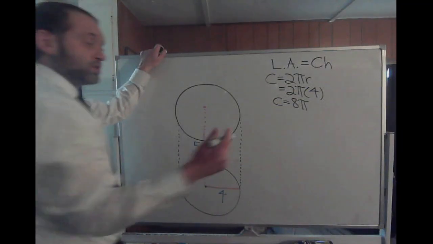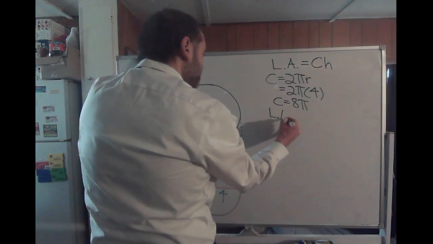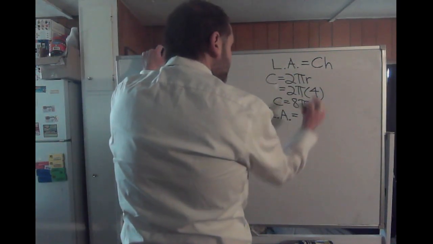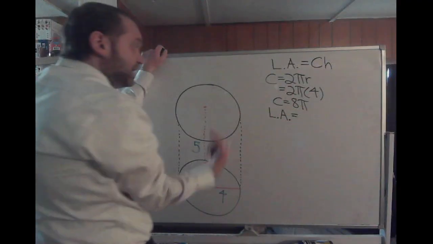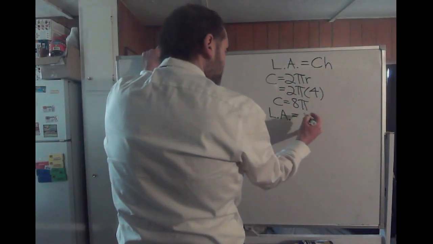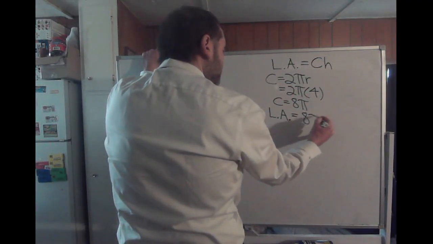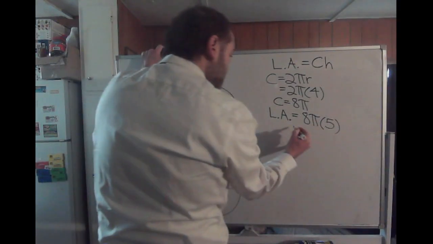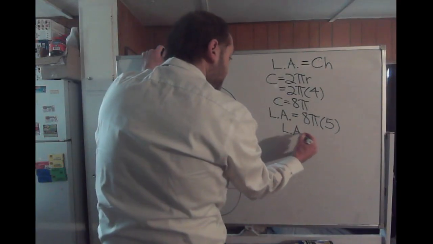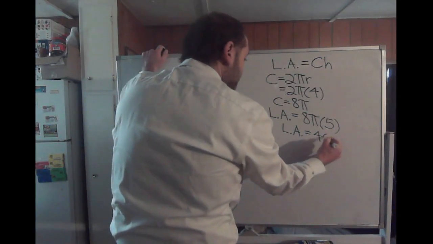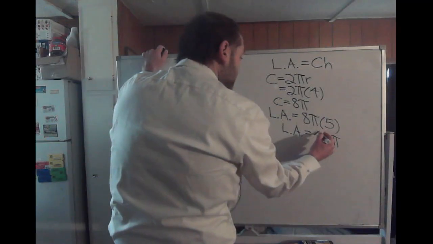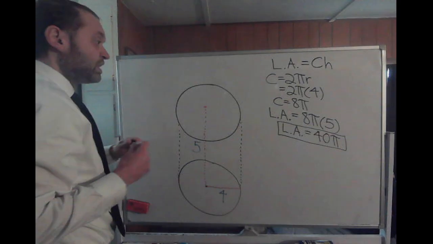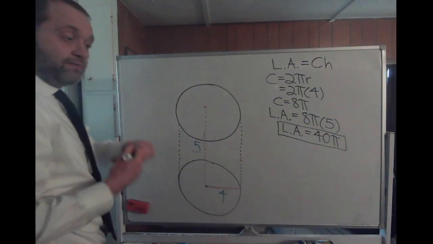Now that we've found the circumference, we can find the lateral area. The lateral area, of course, is equal to the circumference of the circle times the height of the cylinder, which in this case would be 8 pi times that height of 5 units. So this would give you a lateral area for the cylinder of 40 pi square units. So the lateral area would be 40 pi square units. So now we know the lateral area to be 40 pi square units.